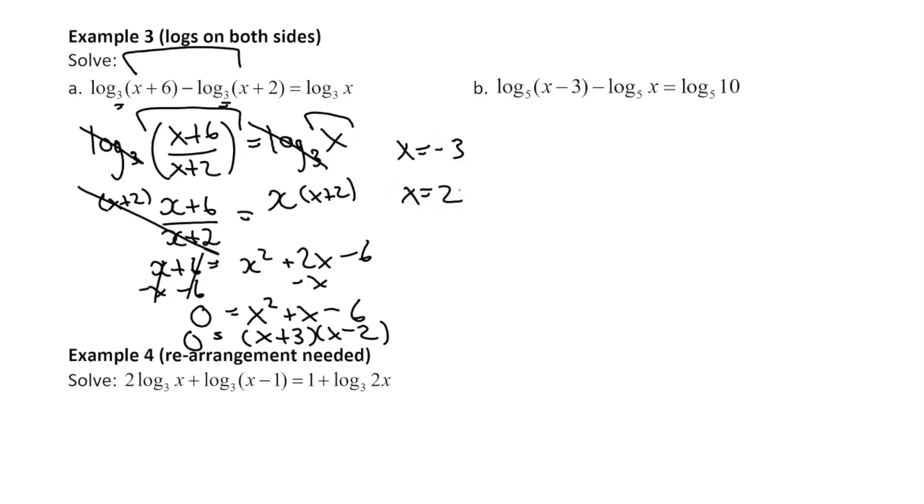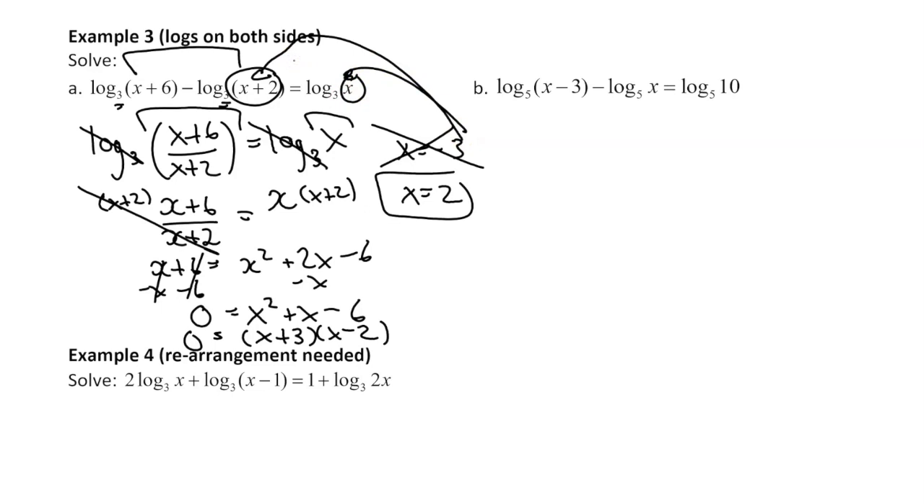Well, you need to check to see if these are accepted or not. When you take this negative 3 and put that in there, you'd be producing something negative for your argument, so that gets rejected. And so only x equals 2. If at any time something would produce an argument that is less than or equal to 0, you have to reject it.